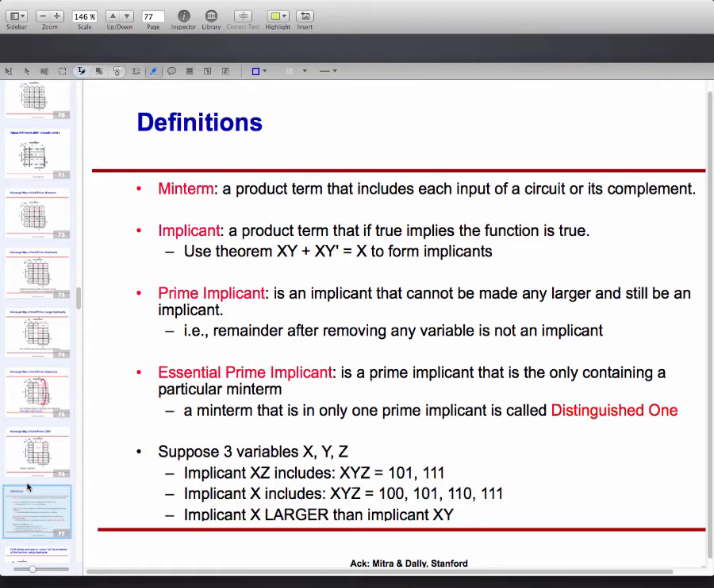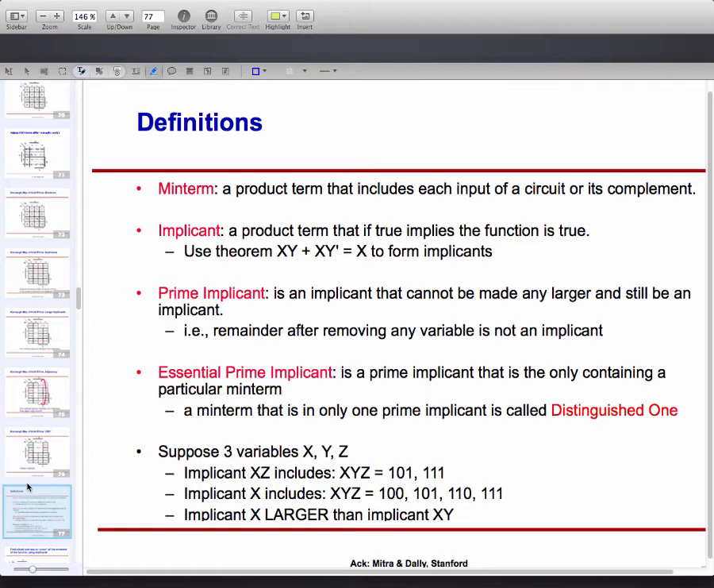Prime implicant. A prime implicant is an implicant that cannot be made any larger. That is, it's an edge which is not part of a face, or it's a vertex which cannot be merged into any of the edges. A vertex where none of the neighboring vertices are one would be a standalone vertex. So that would be a prime implicant. Anything which cannot be made any larger is called a prime implicant.